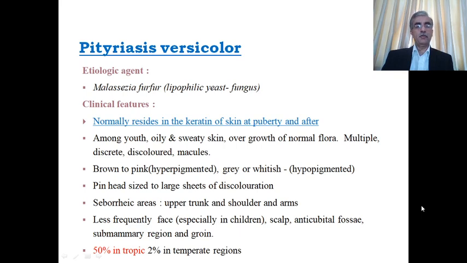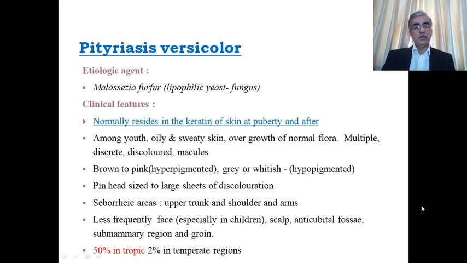Around 50% of the population in the tropics is involved, and 2% in temperate regions have this fungal infection. It is caused by Malassezia furfur, which is a lipophilic yeast. It is important to note here that it is a common commensal on our skin. When the colonization with this fungal element increases, it presents clinically as a disease. Normally this fungus resides in the keratin of the skin from puberty onward.